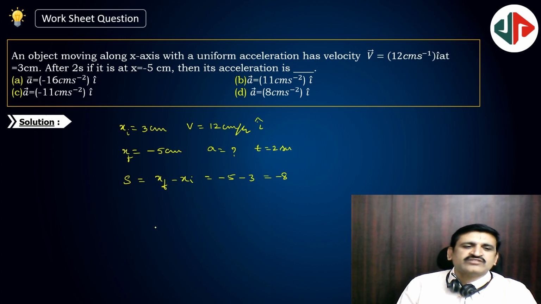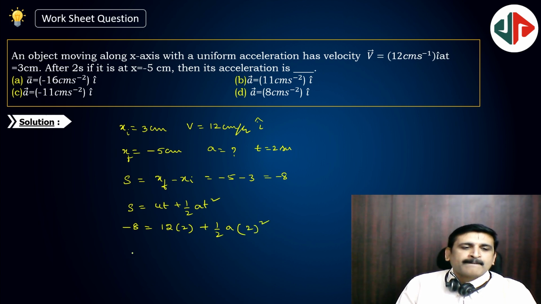So s is equal to ut plus half at square you can use, and he is asking a. S is equal to minus 8, u value 12, and t value 2 seconds, plus half a into t square, 2 square.